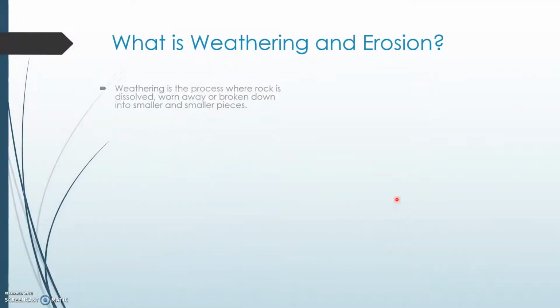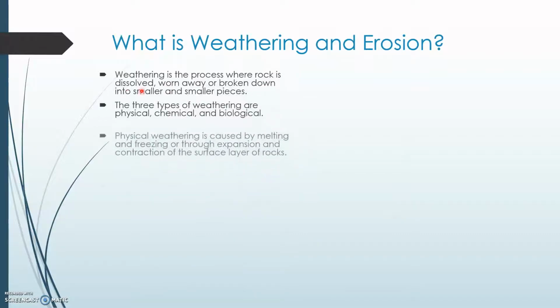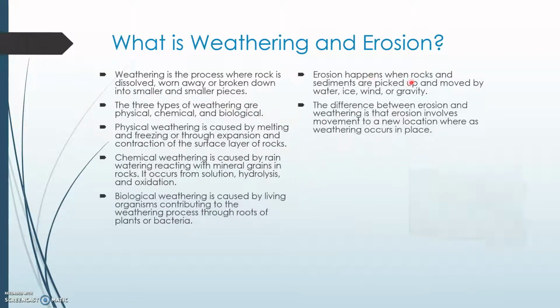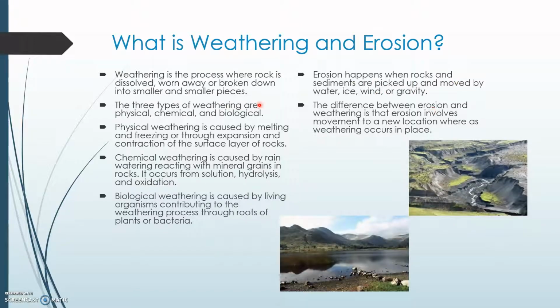So what is weathering and erosion? Weathering is a process where rock is dissolved and worn away and broken down into smaller and smaller pieces. Erosion happens when rocks and sediments are picked up and moved by water, ice, wind, or gravity. The difference between erosion and weathering is that erosion involves movement to a new location, whereas weathering occurs in place.